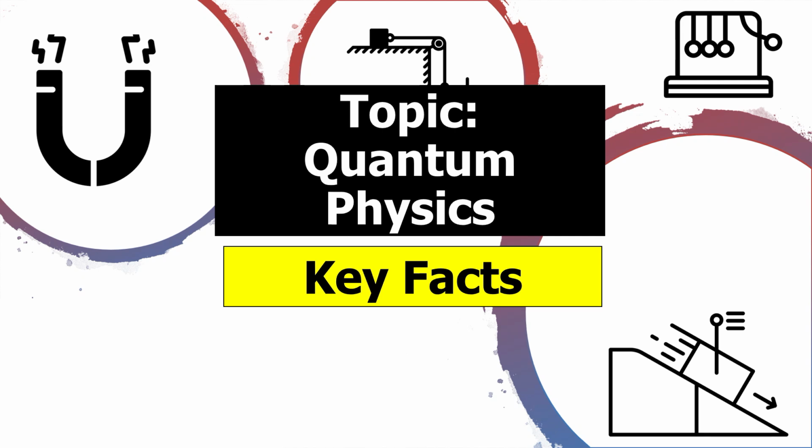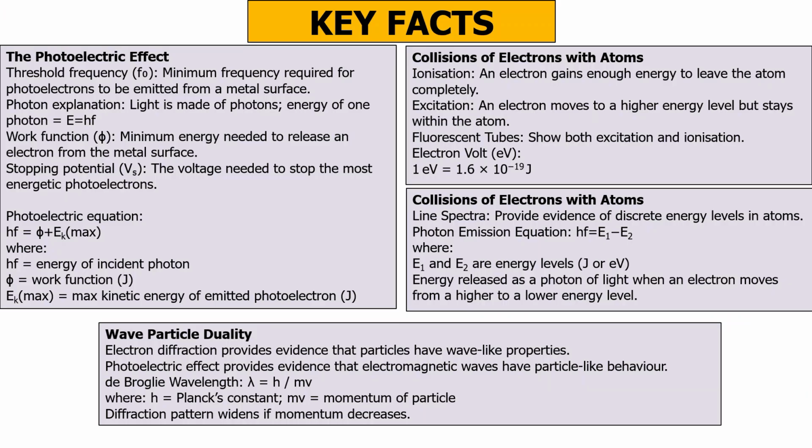So what are the key facts to do with quantum physics? Well, the first thing to look at is the photoelectric effect. The threshold frequency is the minimum frequency required for photoelectrons to be emitted from the metal surface. How it works is that light is made from photons, and the energy of one photon is equal to E equals hf. The work function is the minimum energy needed to release an electron from a metal surface, and the stopping potential is the voltage needed to stop the most energetic photoelectrons.